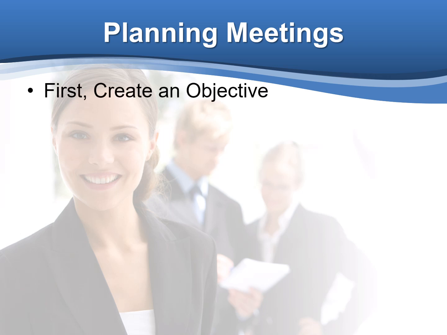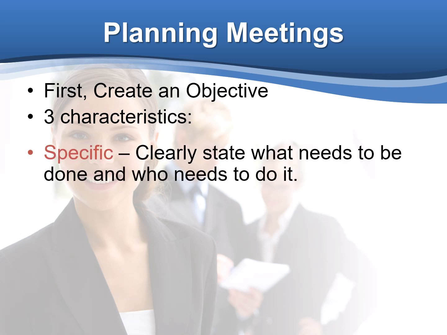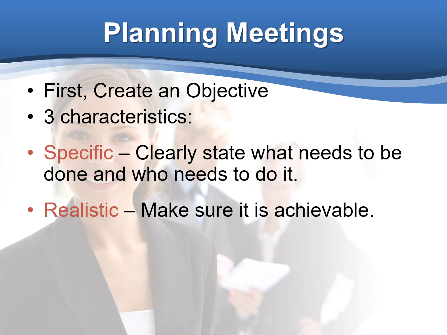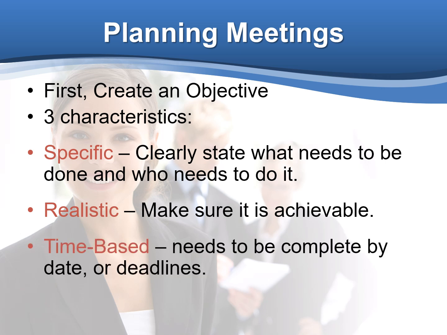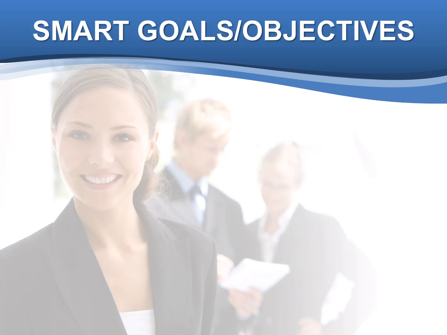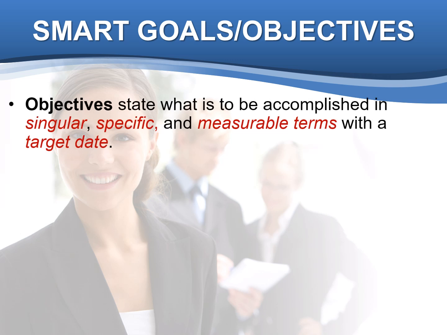When planning the meeting, first make sure you have an objective. Create one. What's the point? You need 3 characteristics. Specific: clearly state what needs to be done and who needs to do it. Realistic: make sure it's attainable and achievable. Time-based: it needs to be completed by what date or what deadline. So you might have to set up SMART goal objectives, and we've covered this before. But again, they are objectives that are singular, specific, with measurable terms and a target date.